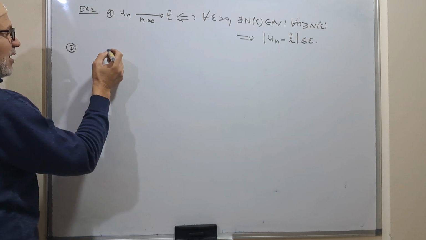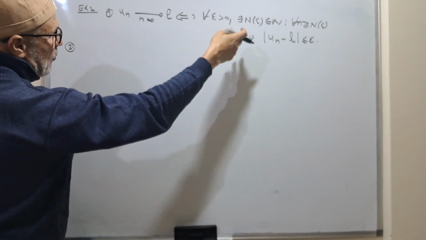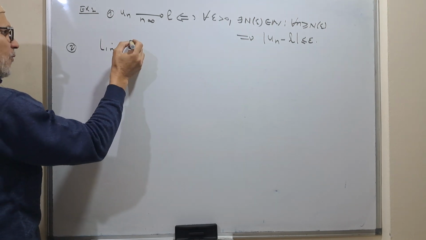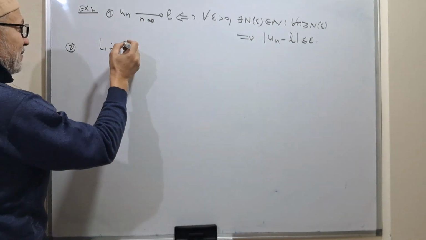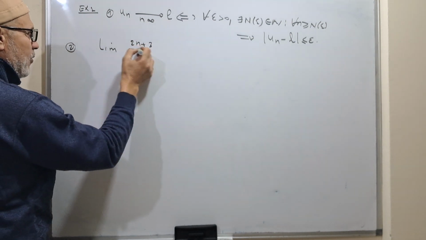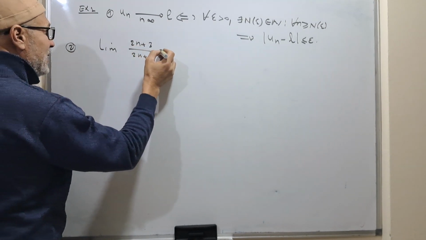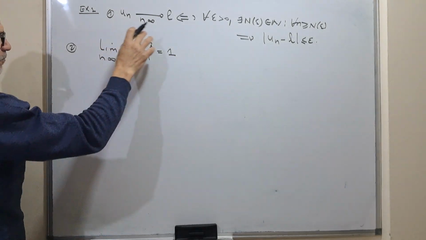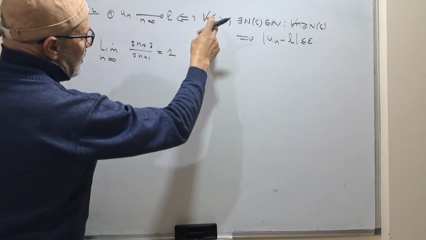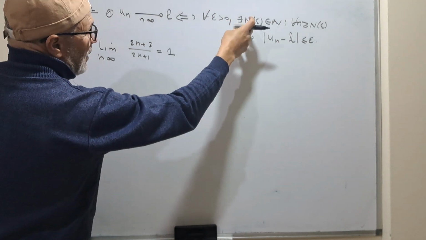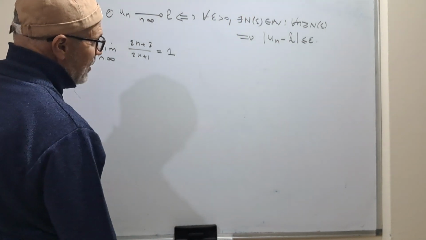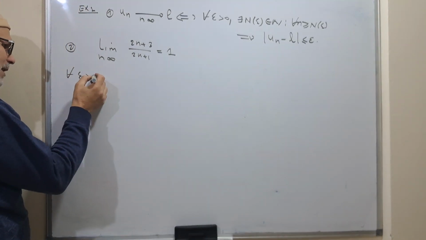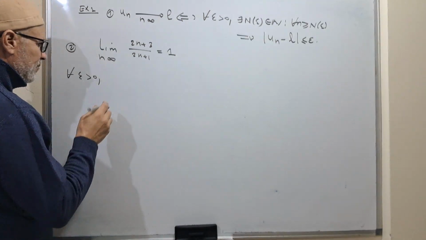The second question: using the characterization or the definition, prove that the limit of (2n plus 3) over (2n plus 1) is equal to 1 as n goes to plus infinity. We are concerned with verifying this characterization, this definition. Let epsilon be any given positive real number.